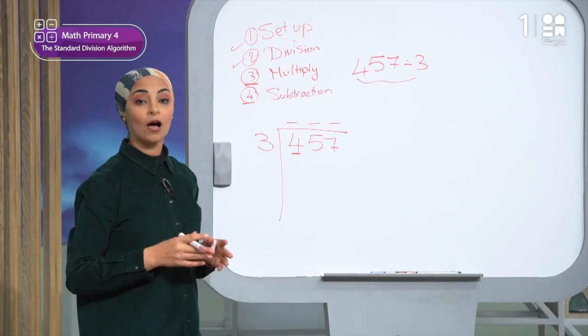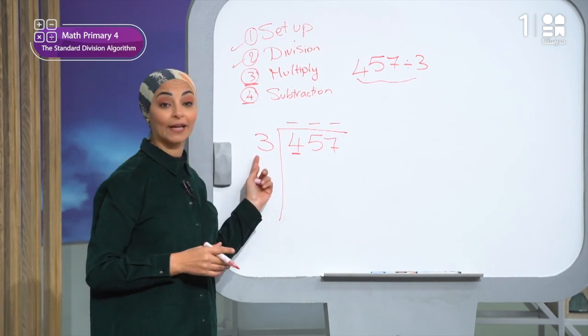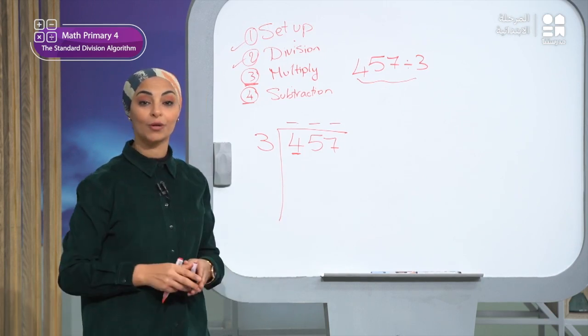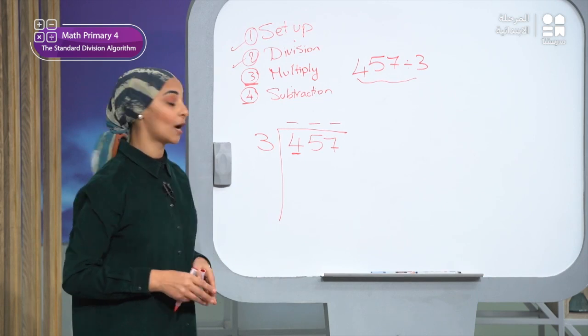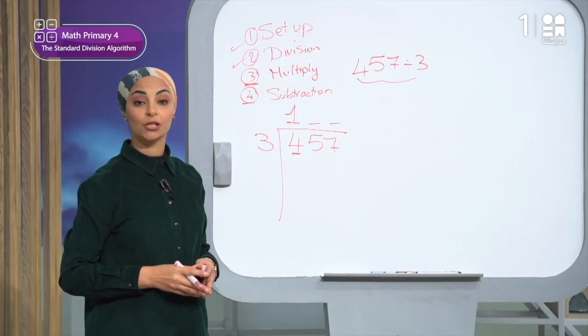Okay, then ask yourself, how many 3s are in 4? Yes, I know that the 4 has only one 3 with a remainder of 1. So where will I write the answer? I will write the 1 up here. Then what should I do?